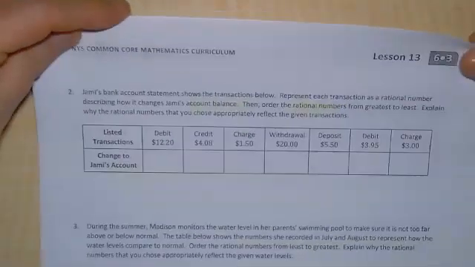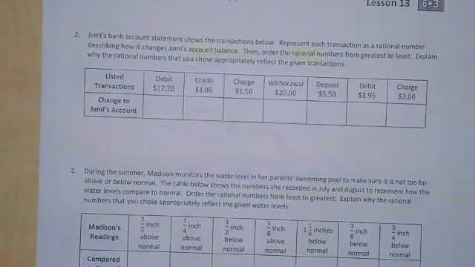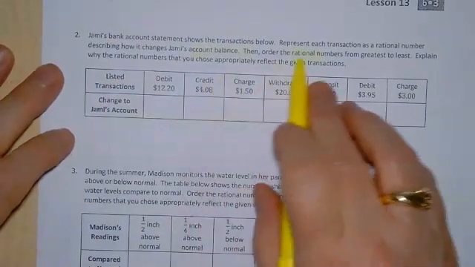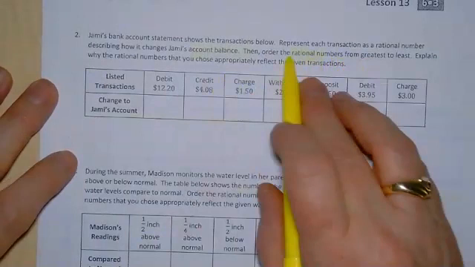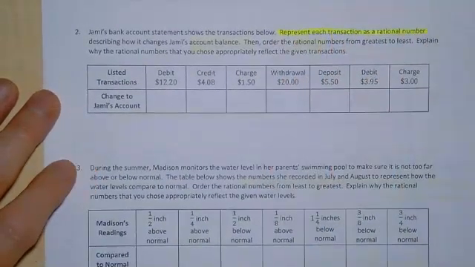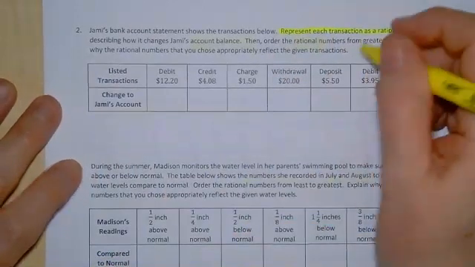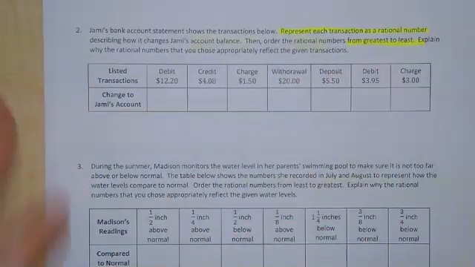All right. Got 3 more very similar stories. Here we got a bank account story. Represent each transaction as a rational number. So we're going to put the numbers in the boxes. Then we're going to order them from greatest to least this time.